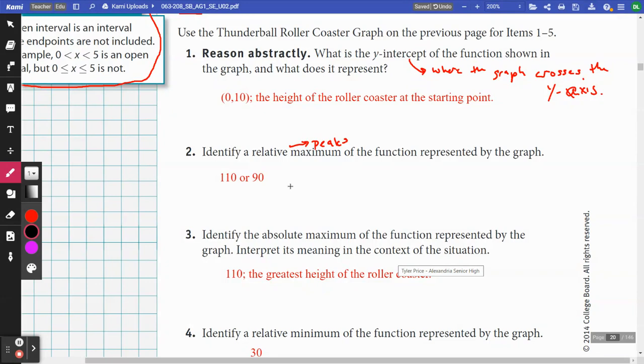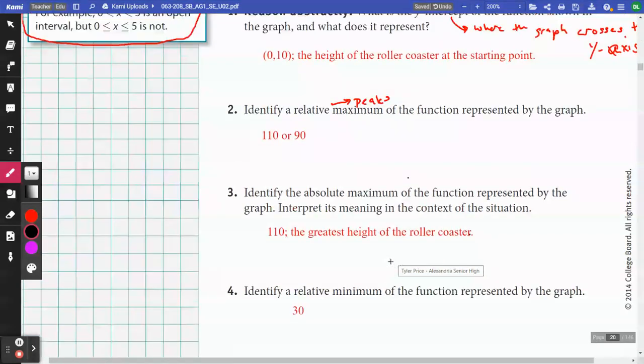Identify the absolute maximum of the function, right? Identify the absolute maximum of the function.